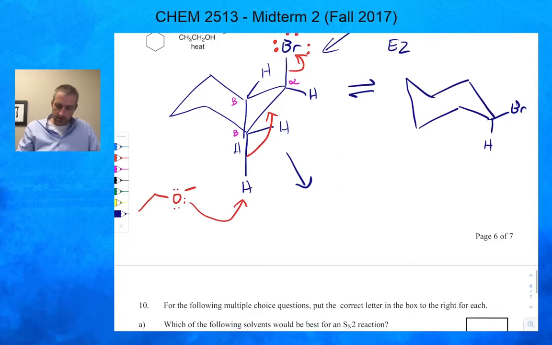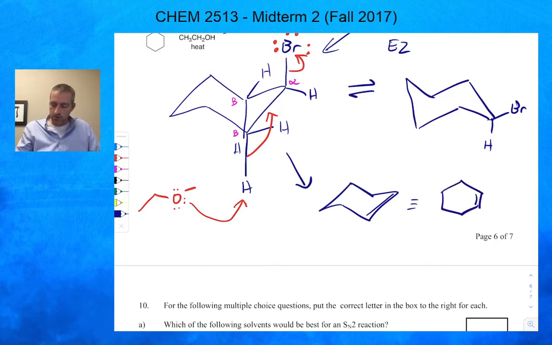Didn't give myself a lot of room here, but this will give you a double bond here, which is equivalent to something like that. That's it, one step, E2, everything happens all at once.